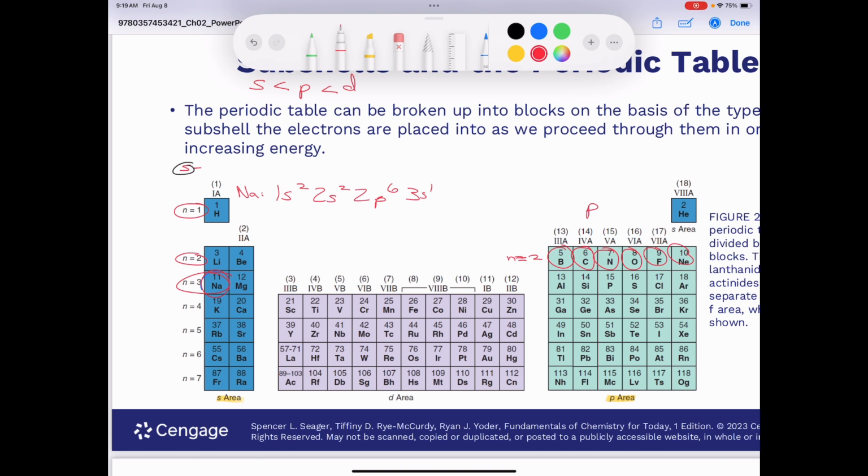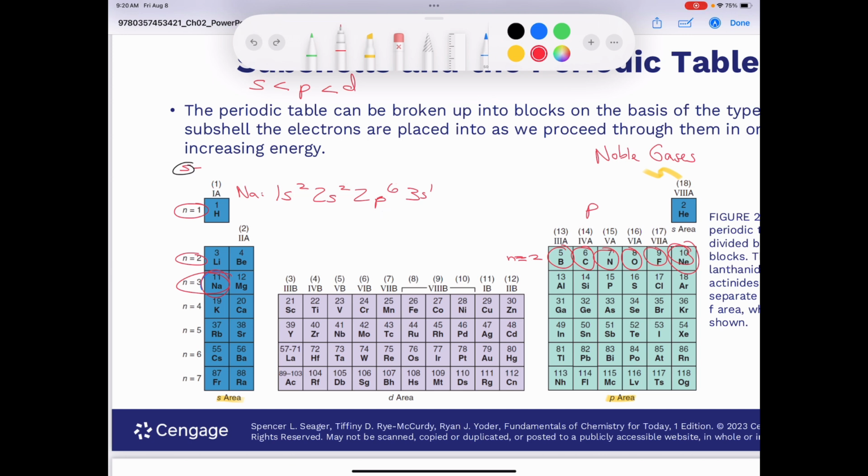Well, you would remember that group 18, these are the noble gases. So what's the noble gas that comes before sodium? It's neon. And neon has 10 electrons. So 1, 2, 3, 4, 5, 6, 7, 8, 9, 10. So all of this part here, that's the electron configuration of neon.